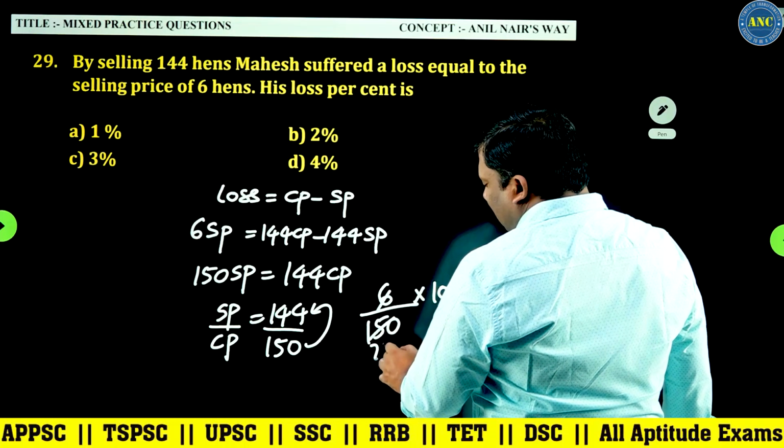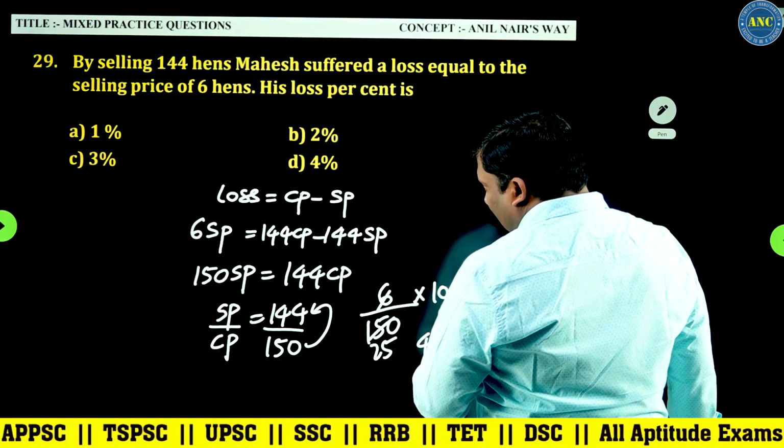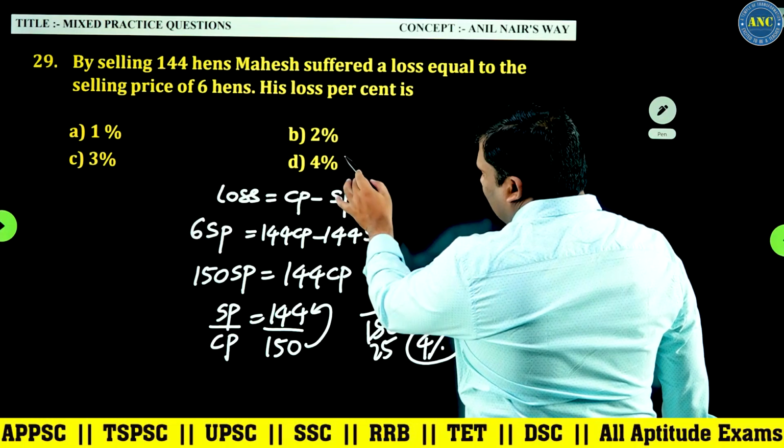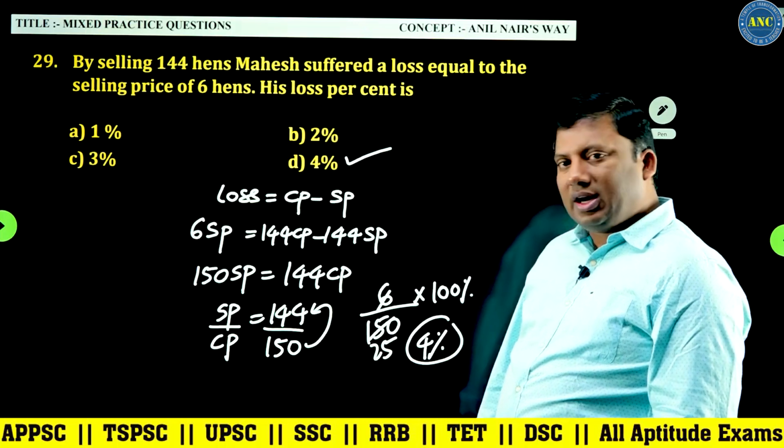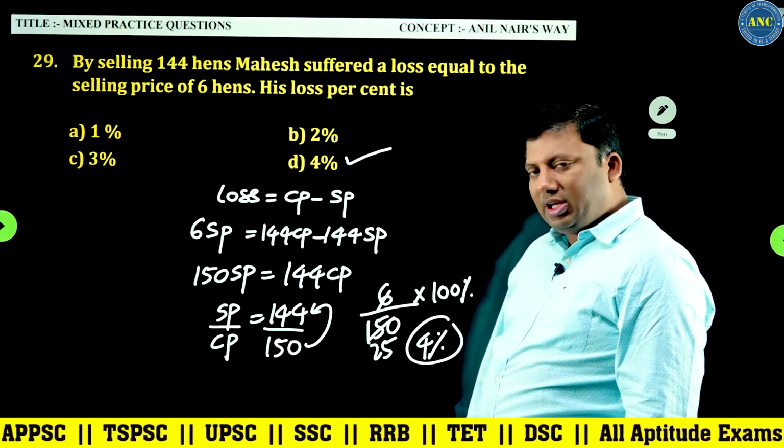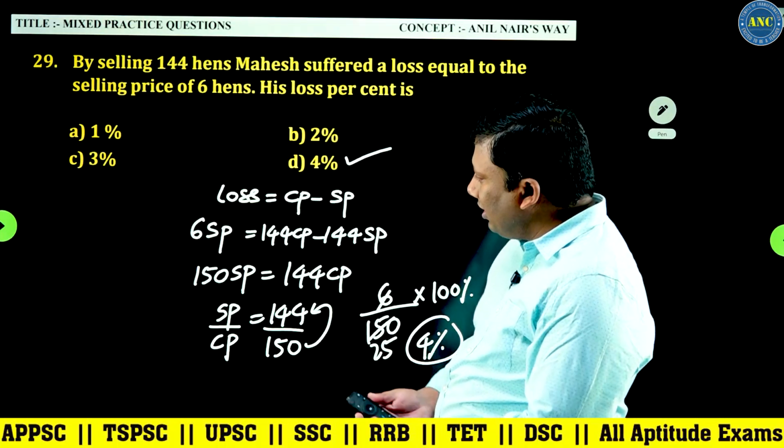6 25s are 25 4s are. The answer for this question is, he incurred a loss of 4%. He incurred a loss of 4%. Is the idea clear? Right?